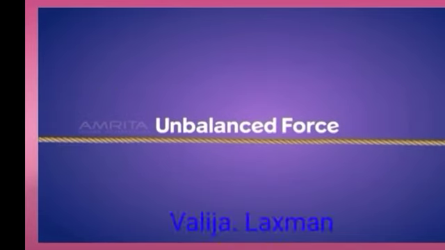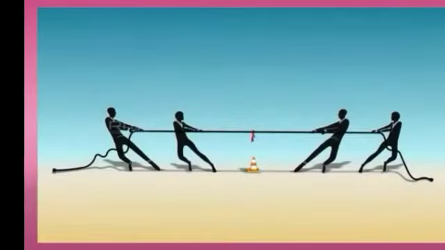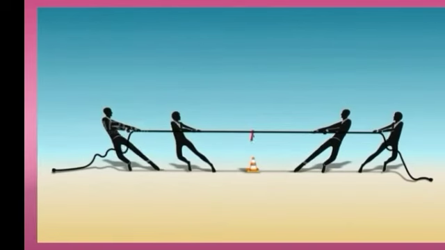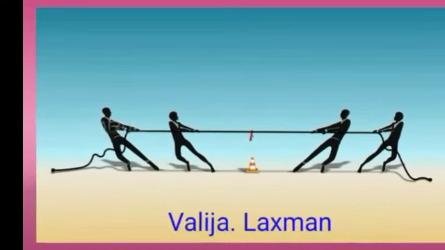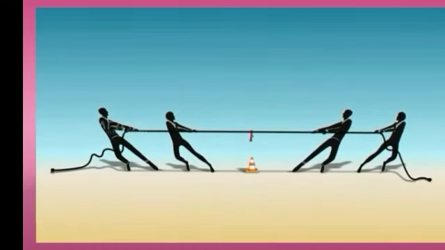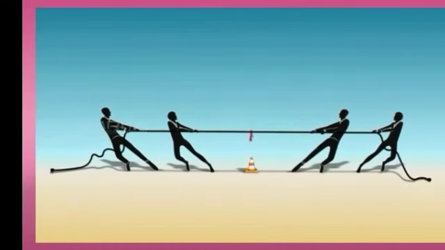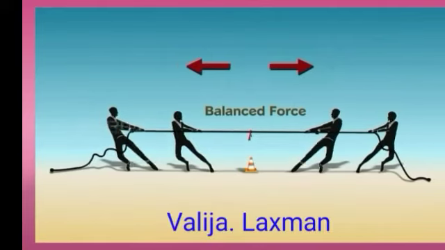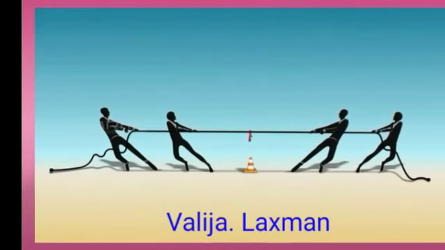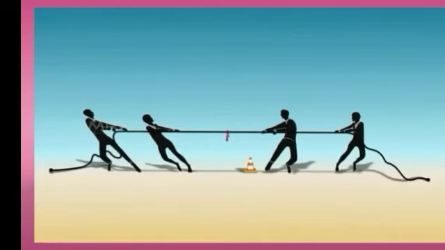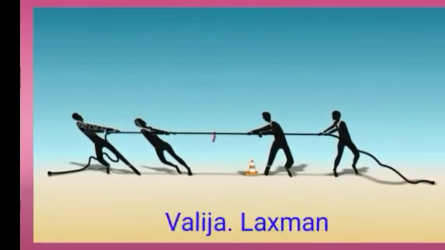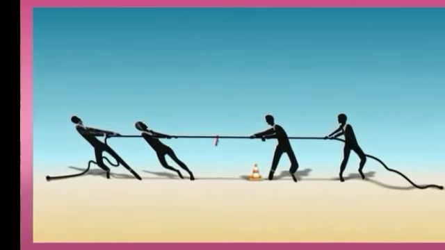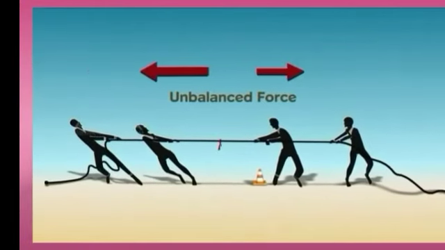We'll have one more example regarding the unbalanced force. If you observe the game of tug of war, you would have seen the teams pulling the rope in opposite directions. If the rope doesn't move, then the two forces are equal in magnitude and opposite in direction. Then the two forces are called balanced forces.